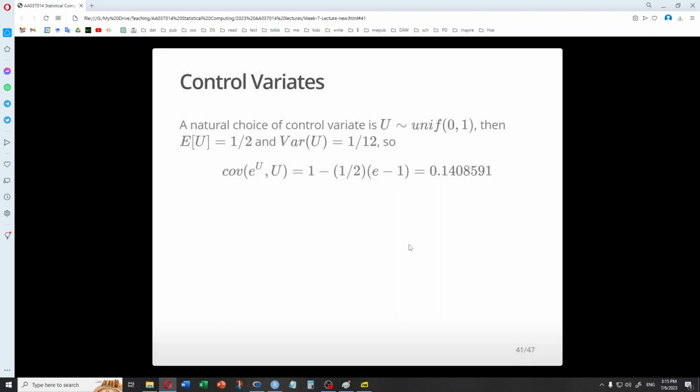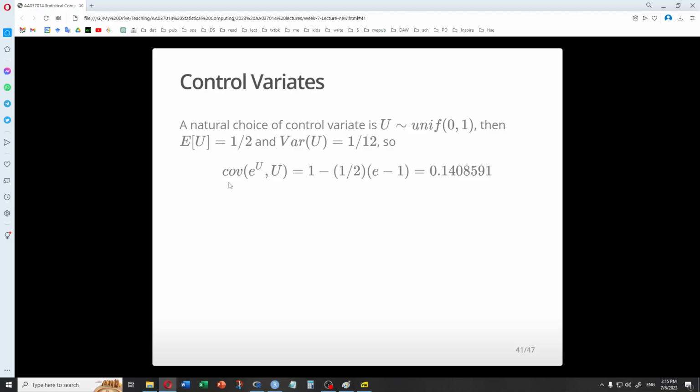So the natural choice for a control variate is from the uniform distribution. Let us consider the one that we take from the uniform distribution, where U is from 0 to 1, where for the uniform distribution the expected value of U is 1 over 2, and the variance for any uniform distribution from 0 to 1 is given by 1 over 12.